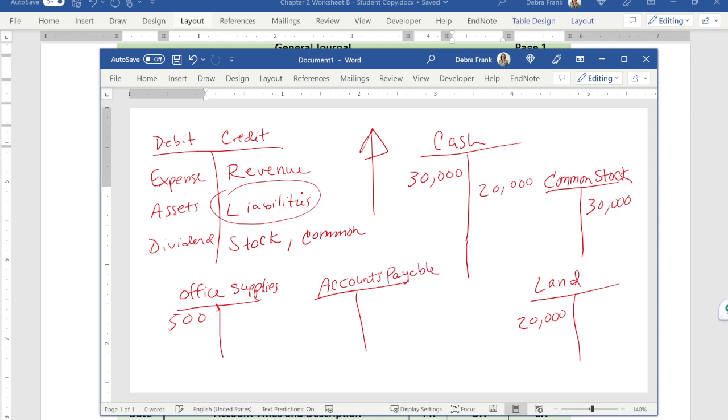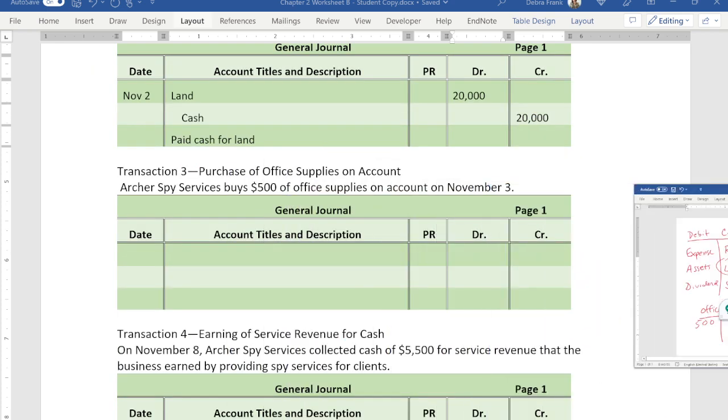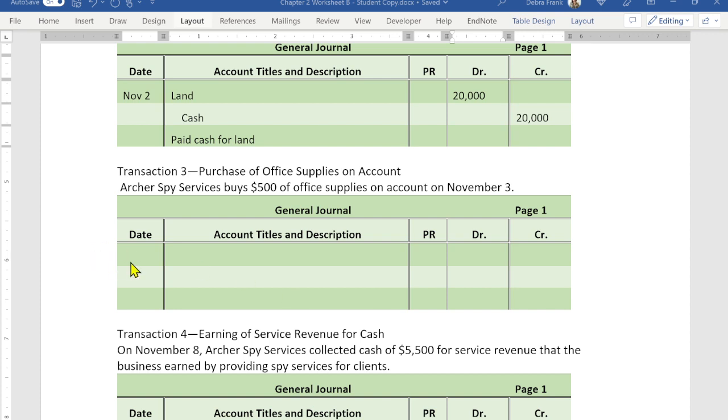All right, and that liability account, when it increases, I already circled it, it increases on the right side, which is the credit side. So that's why I'm going to do $500 on the credit side. So I have one debit for office supplies at $500 and one credit for accounts payable for $500. So you can see what's going on here. It's not too bad. So that's November 3rd. We got a lot of transactions to do. Oh, geez.